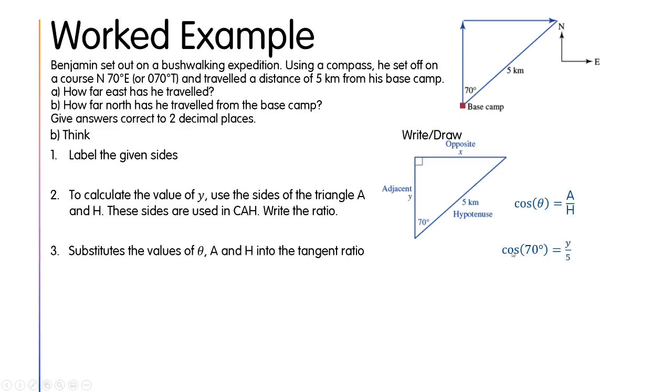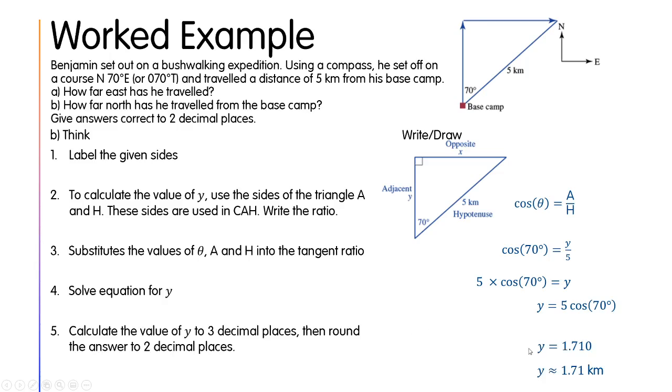Substitute in the values. Cos of 70 degrees equals y over 5. Solve it. So again, we just get that 5, move it up, and we get y equals 5 cos 70 degrees. Type it in our calculator, 1.710, and we can round that to just 1.71. And again, we have to remember to have those units.